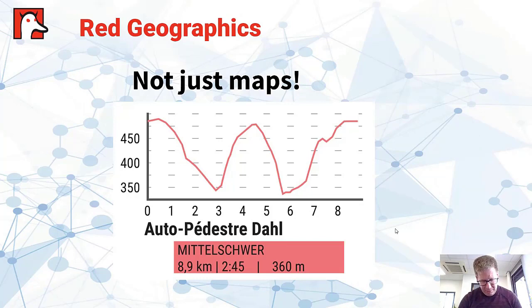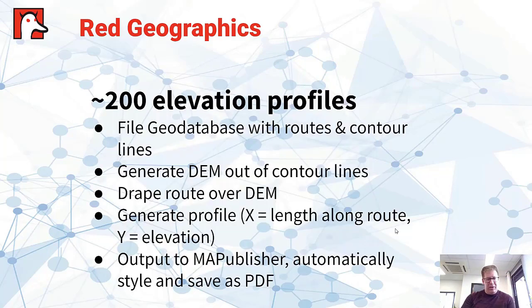One of the things to keep in mind is that we usually use this for maps, but it doesn't always have to be maps. So here's a sample of something that I've done last year. We were asked to produce about 200 of these elevation profiles for hiking routes in Luxembourg. And so we had a file geodatabase with routes and contour lines. We used FME to generate a DEM out of the contour lines. We drape the route over the DEM, so it turns into a 3D line. And then we generate a profile where the x-axis is the length along the route using measures within FME, and the y-axis is the elevation. We take that out of the 3D route.